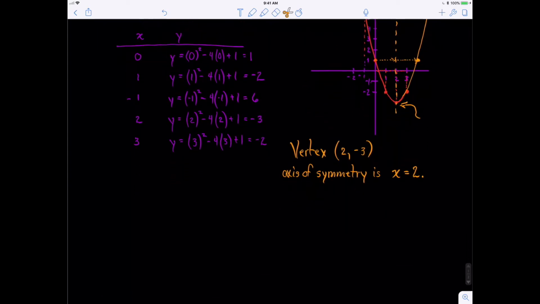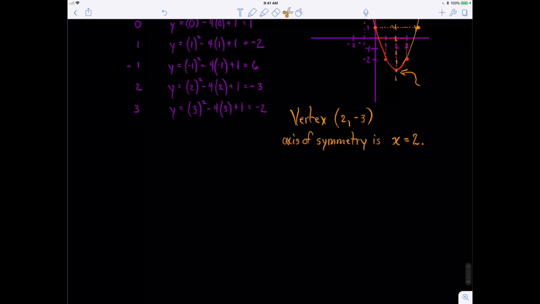So we're going to use the same equation. Let's write this: y equals x squared minus 4x plus 1. What we want to do is complete the square. So here we go, let's complete the square.